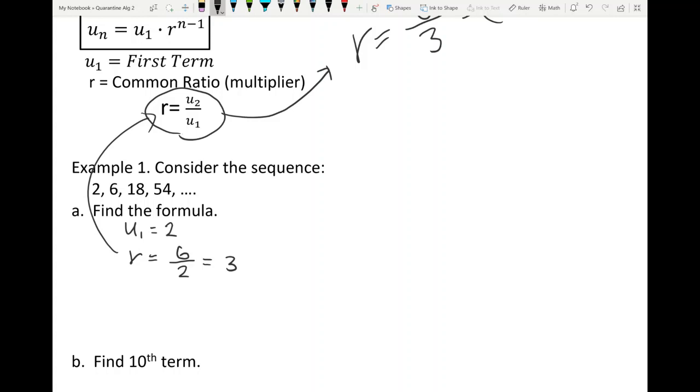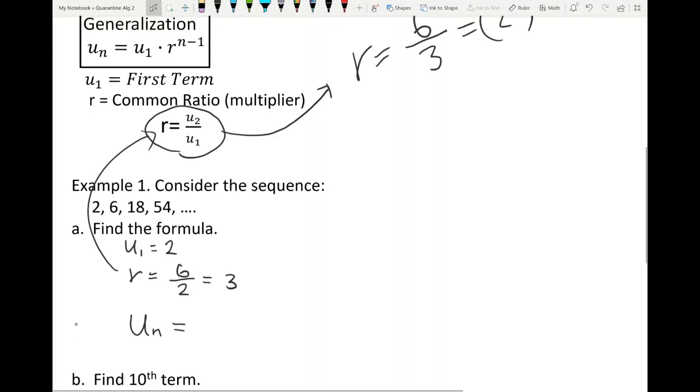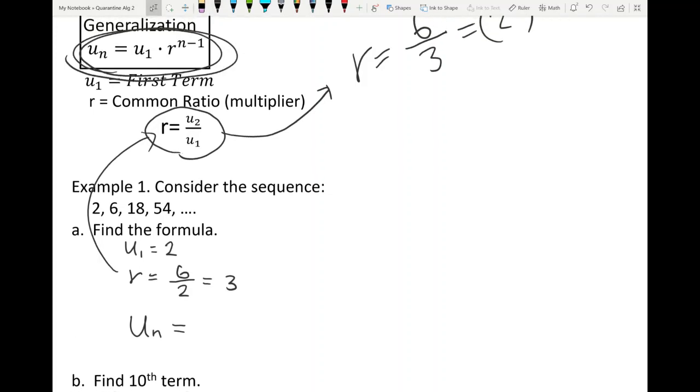So what is the formula? U sub n equals, so right here, here's the equation. What do we need? U1. U1 is 2 times 3 to the n minus 1. That is your answer.